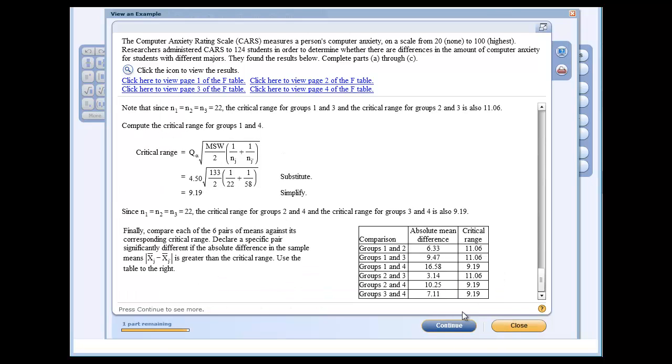And you're just going to work out a little table here. We found the difference here, and this does not exceed the critical range, so that's not different. That's not different. This is different: 16.58 is greater than 9.19. That's not different. This is different. Okay, so we have 2 differences here.